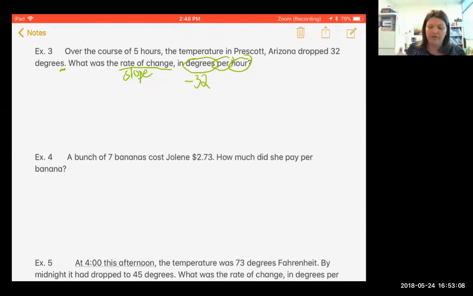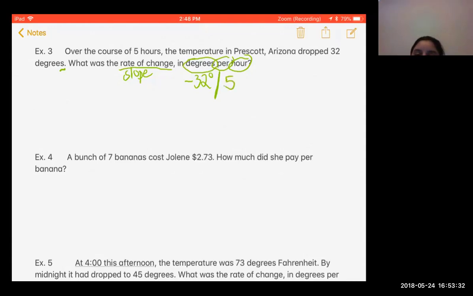Okay, so we have this drop of negative 32, and then it says per. That word per, we use a slash to abbreviate per because it literally means divide. We are going to divide negative 32, and what are we going to divide it by? The number of hours. Degrees per hour means take the degrees and divide by the hours. So how many hours did it take for it to drop that much? 5 hours. This problem literally says take negative 32 and divide by 5.